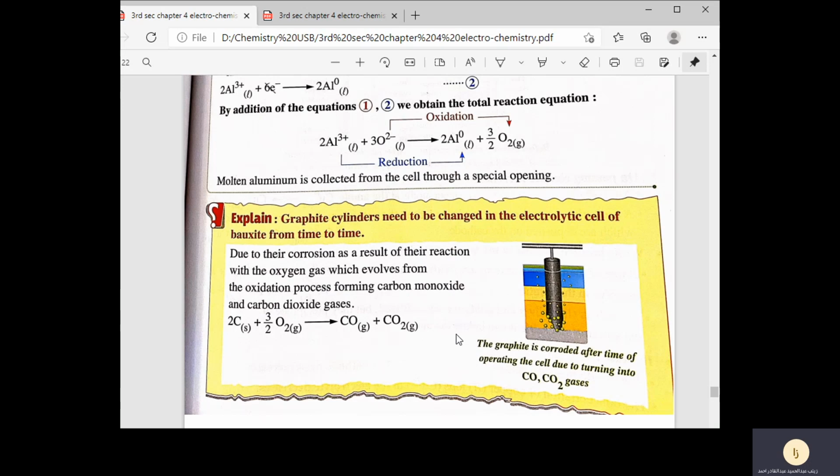Now, look at the question. Graphite cylinders need to be changed in the electrolytic cell of bauxite from time to time. Why? Due to their corrosion, التآكل بتاعهم, as a result of reaction with oxygen gas, which evolves from the oxidation process, forming carbon mono and carbon dioxide gases.